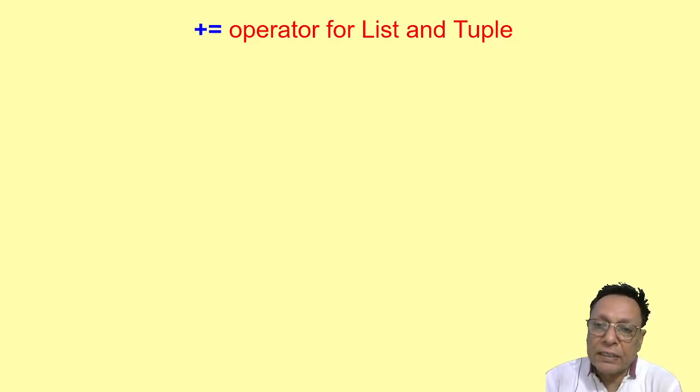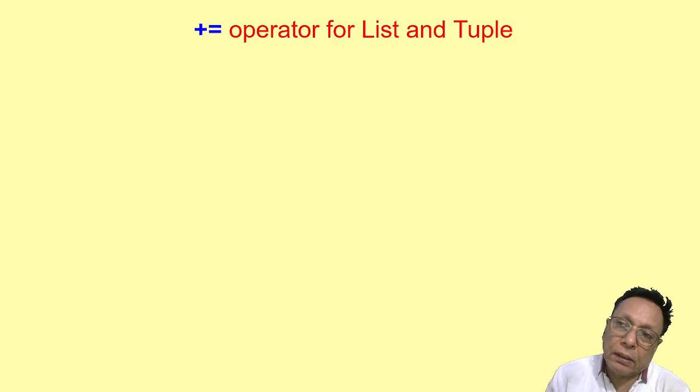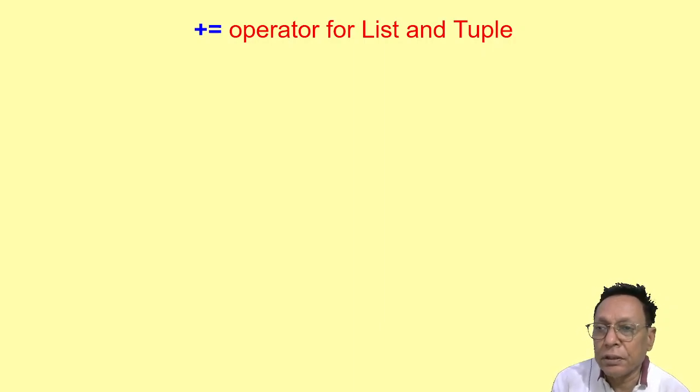Last time we discussed the plus equal operator while concatenating lists and tuples, and this time I am going to discuss a very important function, that is ID.